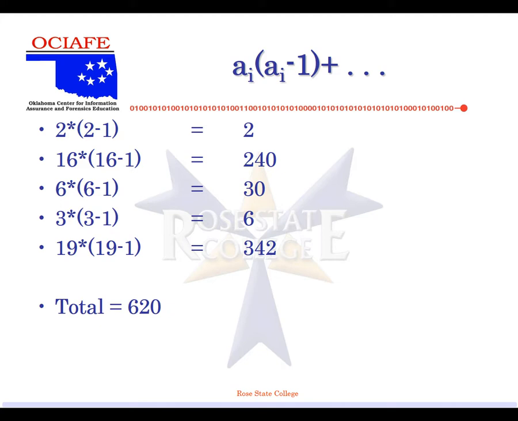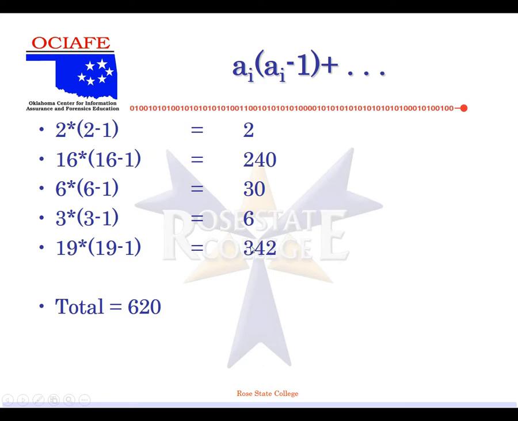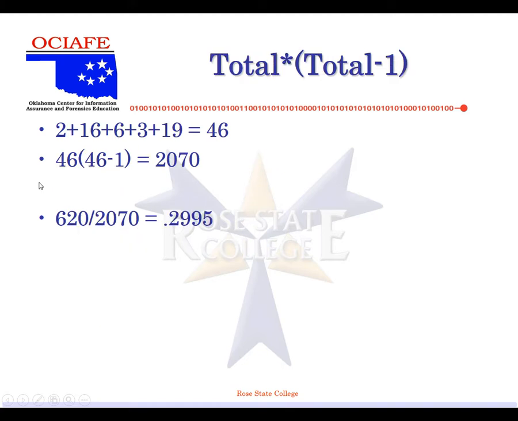So there it is. 2 times 2 minus 1 comes out to 2. 16 times 16 minus 1 is 240. Then we get a 30, a 6, and a 342. Total of 620. So what do we do with the 620? So it's 620 times 619. That's the divisor, the part underneath the line. Okay. So we add all those top ones up, the 2 plus the 16. Again, these are the numbers after the math.